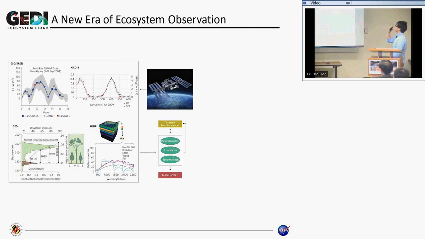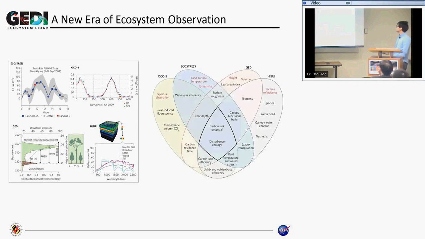We're going into a new era of ecosystem observation, because there are going to be a bunch of instruments on the International Space Station as well. I just mentioned ECOSTRESS, and we also expect OCO-3 and HISUI, the hyperspectral one. Particularly, they give us a better representation of the terrestrial biosphere models, because we can have not only the structure, which is the physical part, but also the biochemical part, and it can really help model forecasts in the future. And it's going to happen pretty soon, in the next few years.